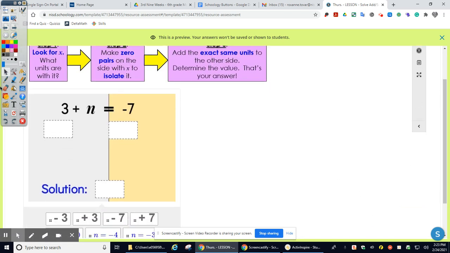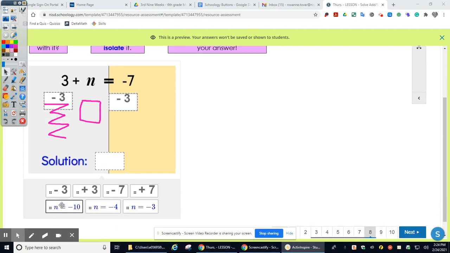All right, again, who wants to be all by itself? N wants to be by itself, right? The letter always wants to be alone. Who needs to get lost? Positive 3. So what's the opposite of a positive 3? A negative 3. So what I do to one side, I now have to do to the other side. So we have positive 3 and negative 3 cancel each other out. And remember, a negative 7 and a negative 3, same sign, so we're going to add and keep the sign. That would be n equals negative 10. Okay? All right.